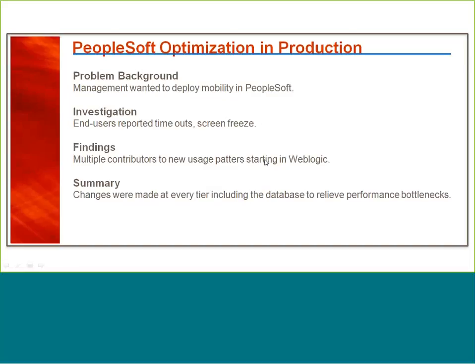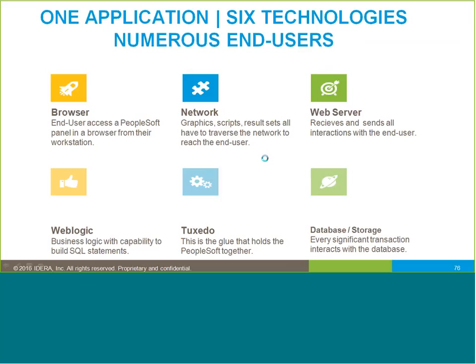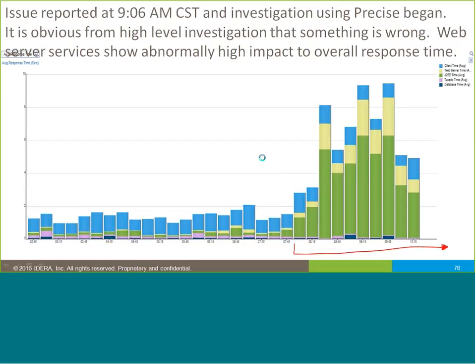And so what happened was this particular shop rolled out the PeopleSoft Fluid UI. Now, talking about complexity, this is the PeopleSoft stack. One application, a minimum of 6 technologies, numerous end users. So how do you get started? Once again, Precise is going to be able to follow these transactions. Now, what we're showing you here is a stacked bar graph starting client, web server, Java, Tuxedo, database.